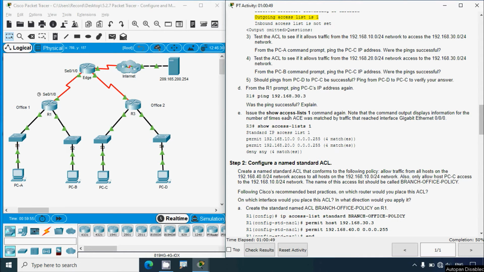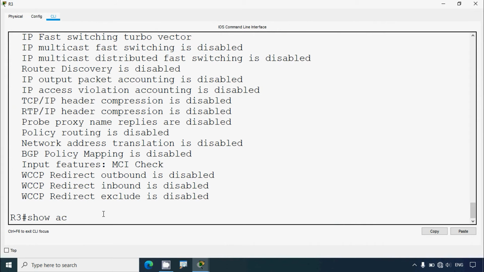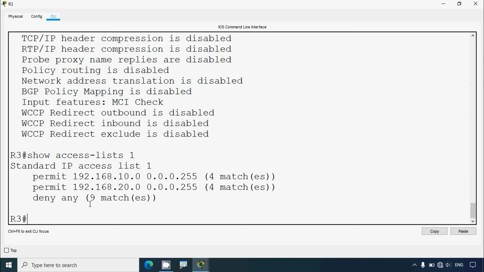Now, issue the show access-list 1 command again. Note that the command output displays information for the number of times each ACE was matched by traffic that reached interface GigabitEthernet 0/0/0. We will go to R3 and give that show command. Show access-list 1, and here we can see the matches. And in deny any, we got 9 matches.